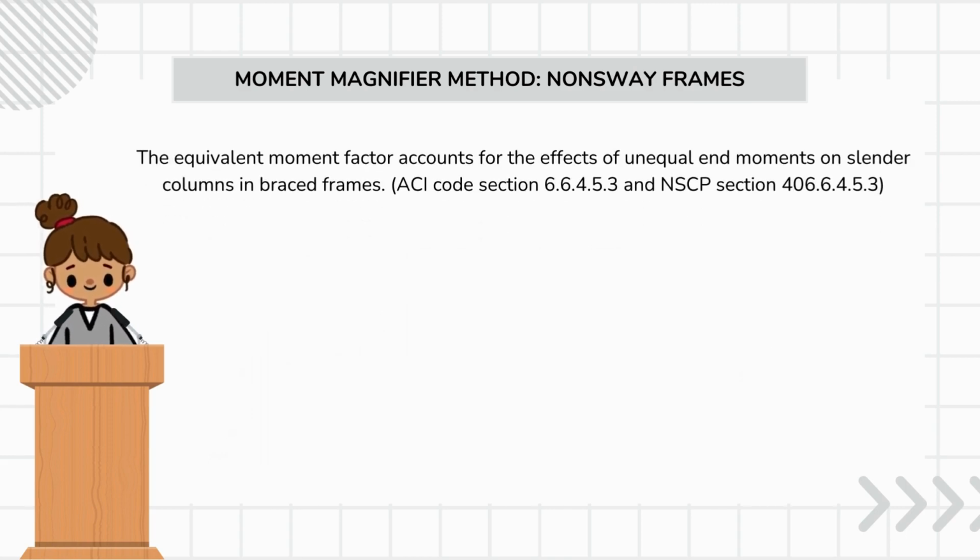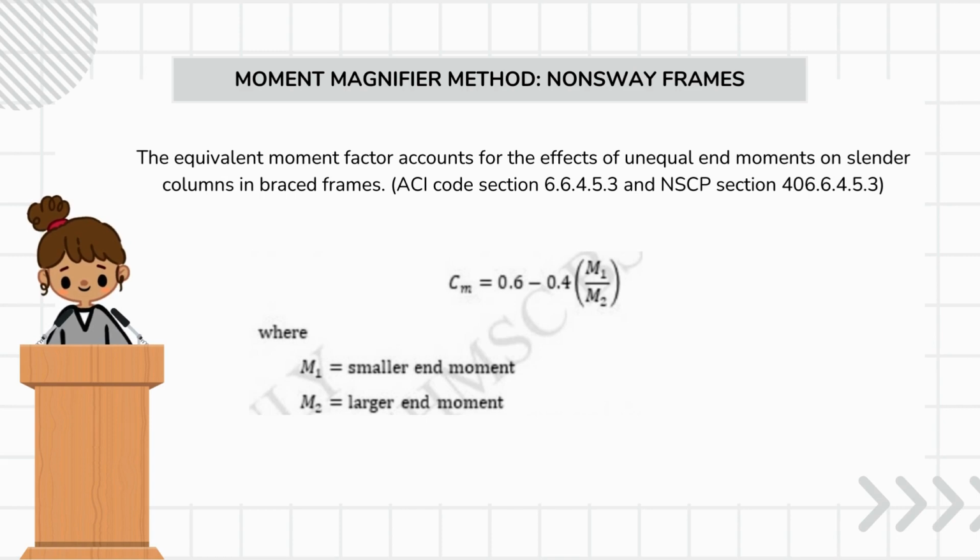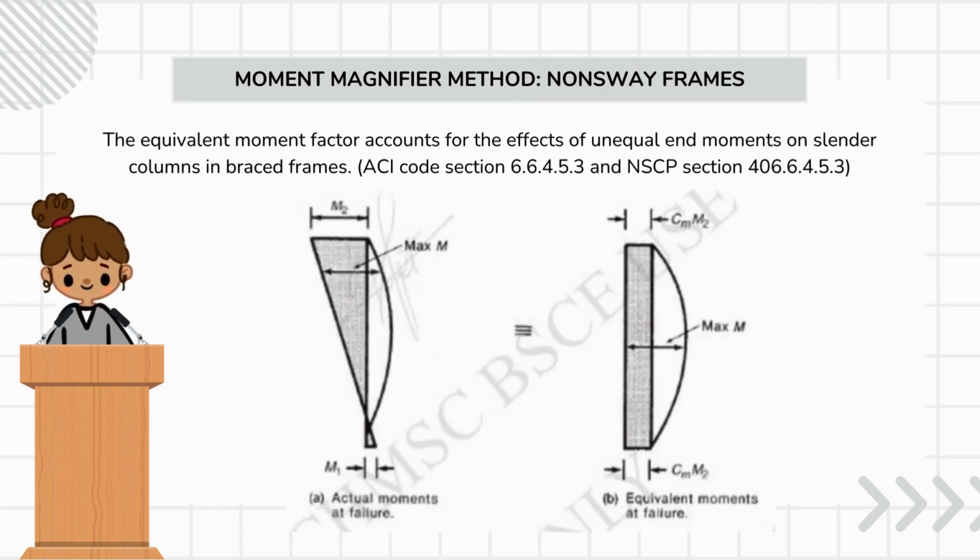The equivalent moment factor, Cm, accounts for the effects of unequal end moments on slender columns in braced frames. Thus, Cm is equal to 0.6 minus 0.4 times M1 over M2, where M1 is the smaller end moment and M2 is the larger end moment. The equivalent moment factor, Cm, is incorporated because columns have unequal end moments. The equivalent moment factor will convert these moments into uniform bending.